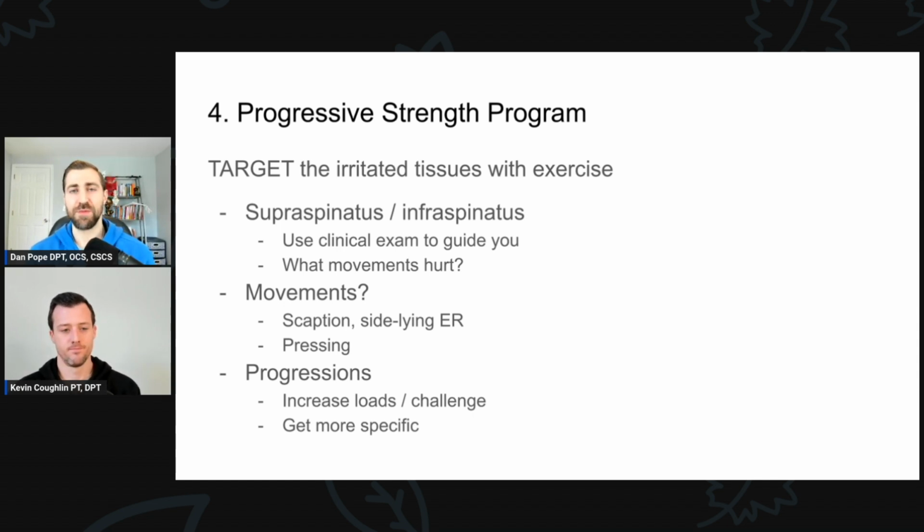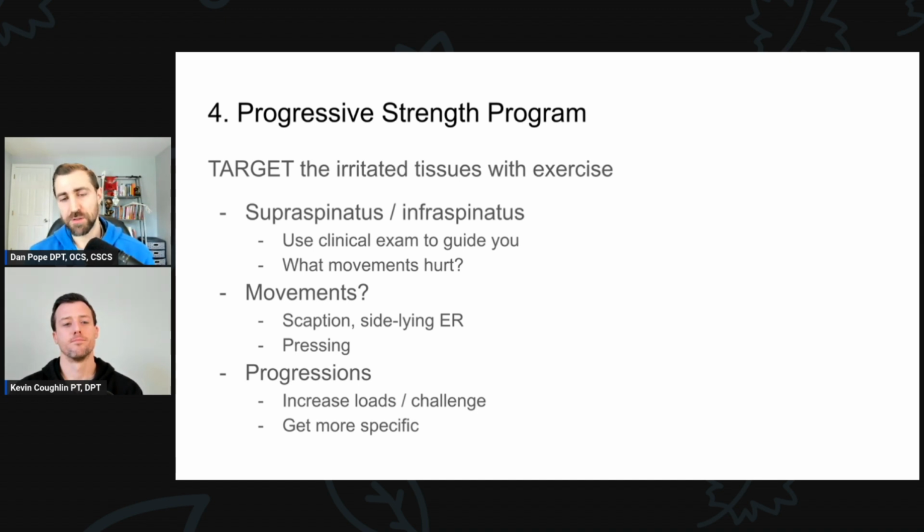And again, you have to just read the patient. If you're one of those patients that blows through pain, that's the last thing you want to hear. They're like, great, I'm crushing it. It's like, no, you're crushing your rotator cuff. You need to back off a little bit, right? But generally, I like to target the painful tissue.